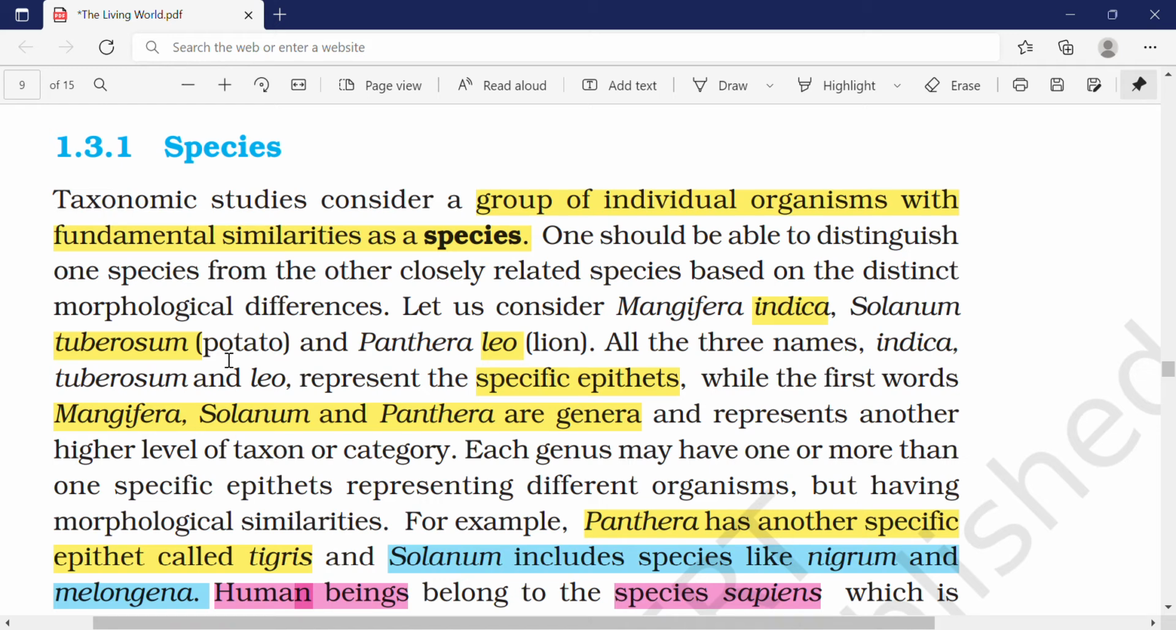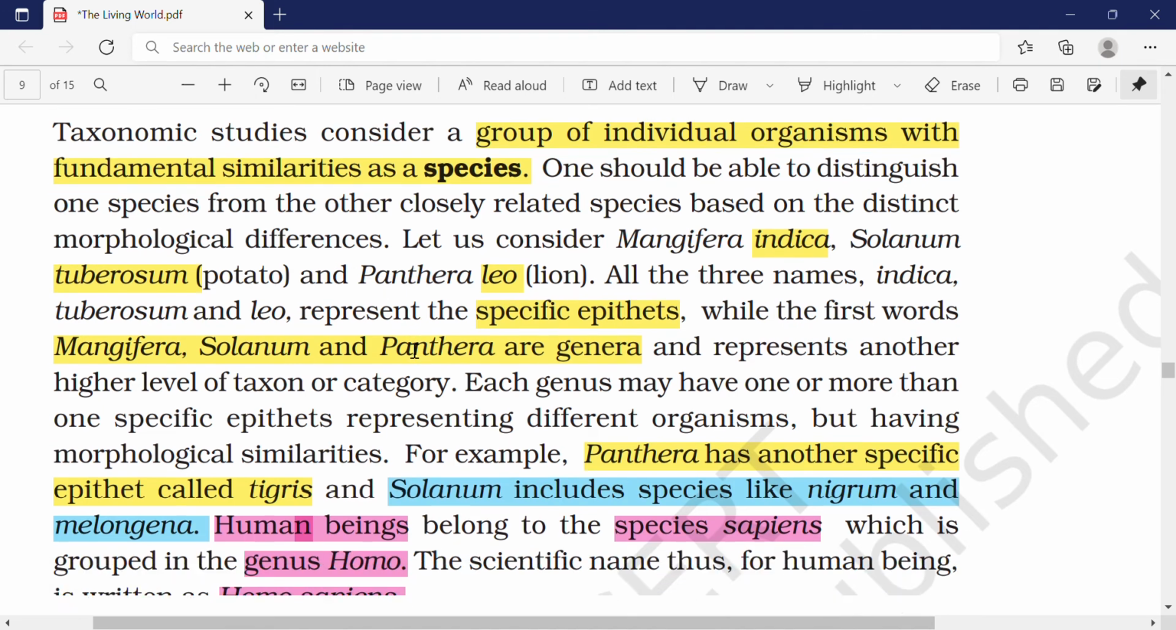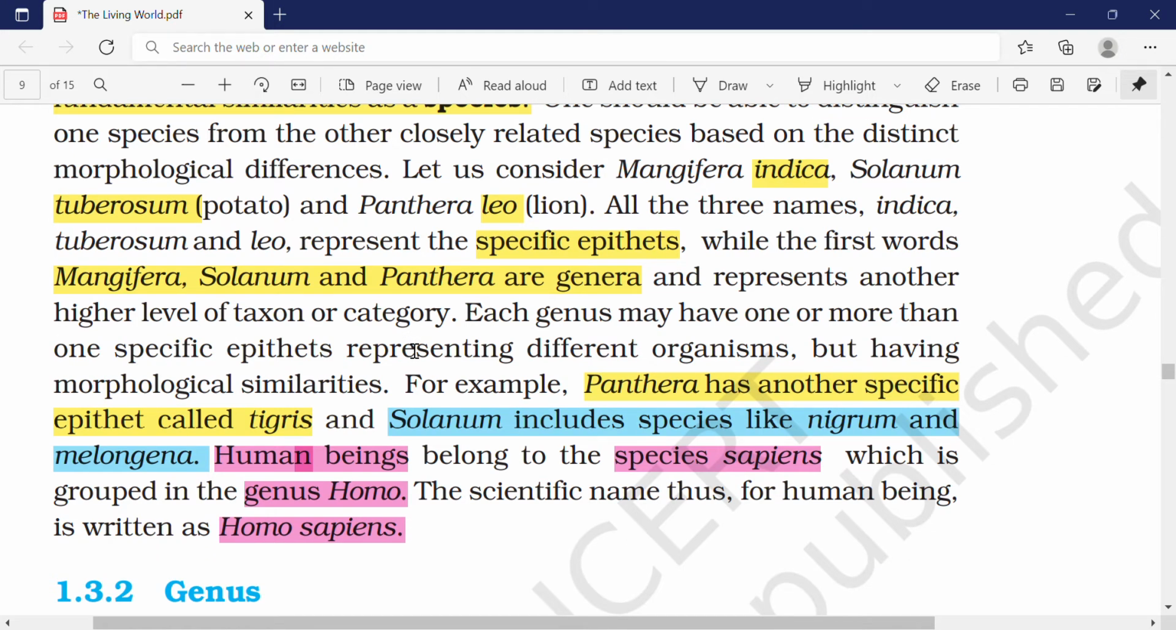The first words, Mangifera, Solanum and Panthera, as we already learned in the last class, represent the genera. Panthera also has another specific epithet called tigris. Panthera leo is lion; Panthera tigris is another species name, that is tiger. Solanum includes other species like nigrum and melongena: Solanum tuberosum, Solanum nigrum, and Solanum melongena. And human beings are called Homo sapiens.